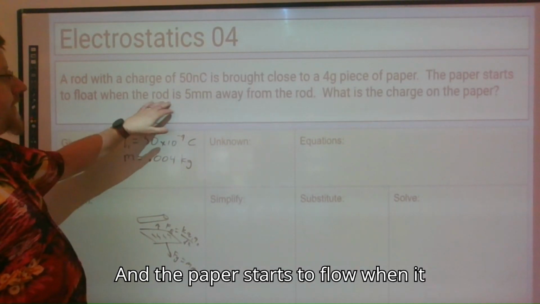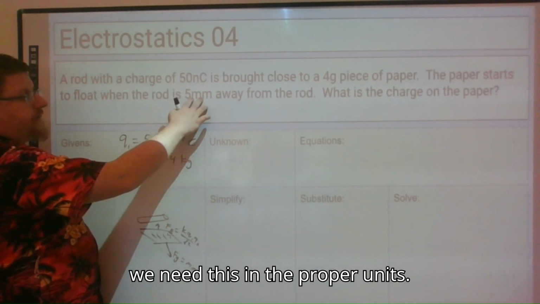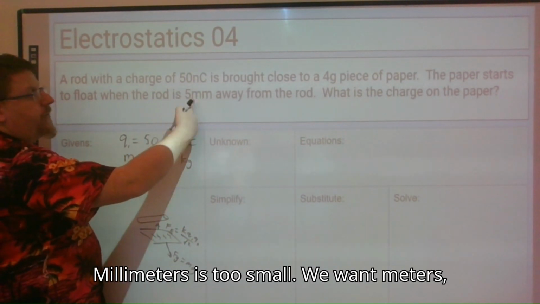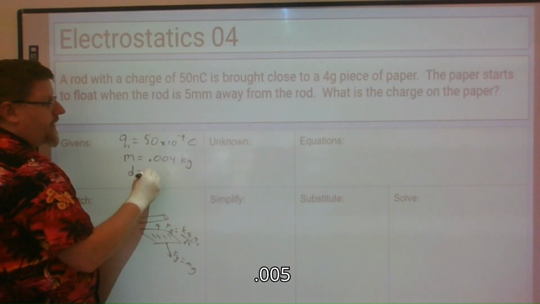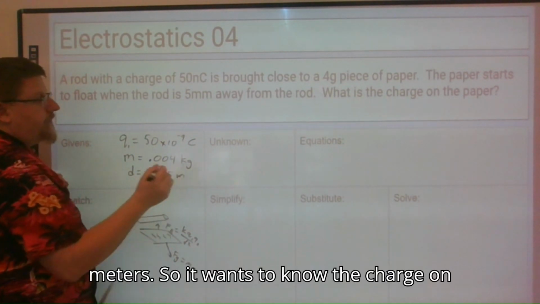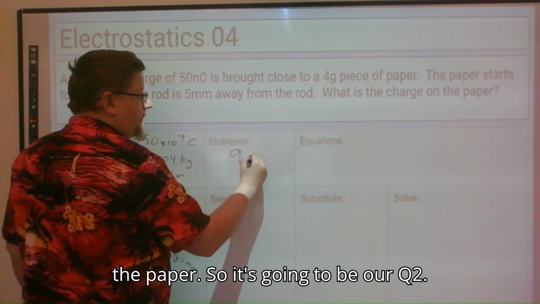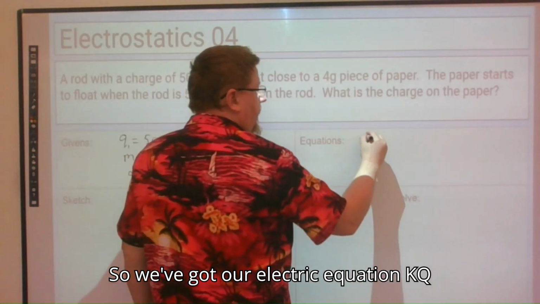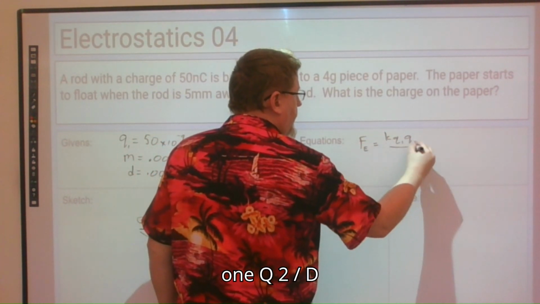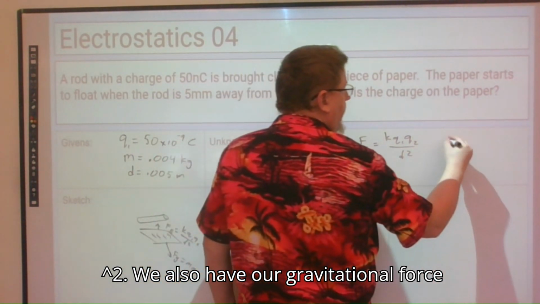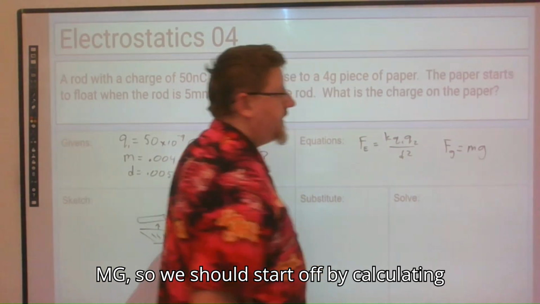And the paper starts to float when it is 5 millimeters away. So again, we need this in the proper units. Millimeters is too small. We want meters, so we need to move it 3 times to the left. So the distance is going to be 0.005 meters. So it wants to know the charge on the paper, so it's going to be our Q2. So we've got our electric equation, K Q1 Q2 over d squared. We also have our gravitational force equation, Fg equals mg.